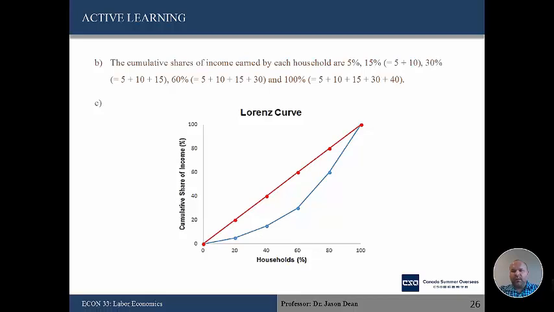The Lorenz curve is just a plot of those cumulative shares. So here we plot the Lorenz curve, and it will look like this. The first 20% of households, their income share is 5%. The second group contributes 10, but we're adding them together because it's a cumulative share, so that's 15. If we wanted to calculate the Gini coefficient, we would find out what this area is and divide it by the area of the right angle triangle.